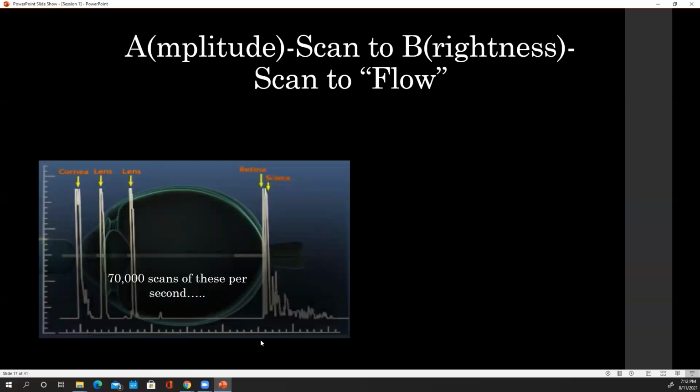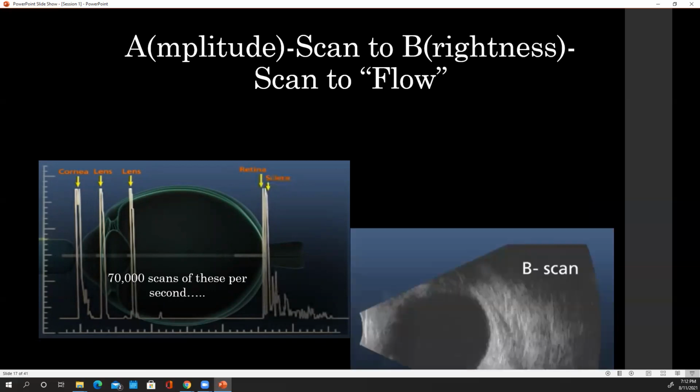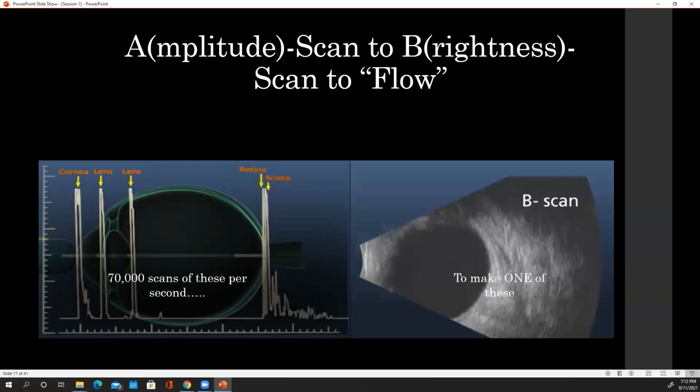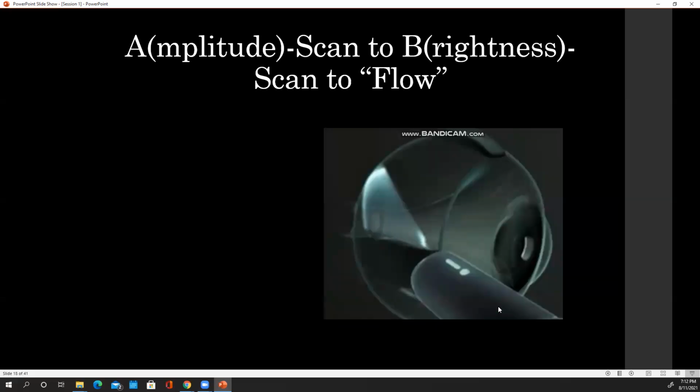So here we are again. We have those 70,000 scans per second. 216 of them make one of these. So however many 216 units in 70,000, that's how many B scans would be done in 1 second. Meaning 216 would be one B scan, another 216 would be another B scan. So every 216, you're making a B scan. Okay, so we have that.